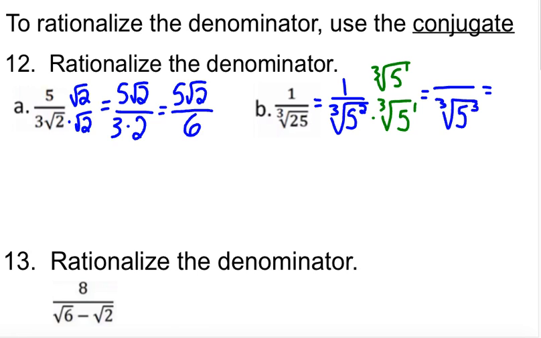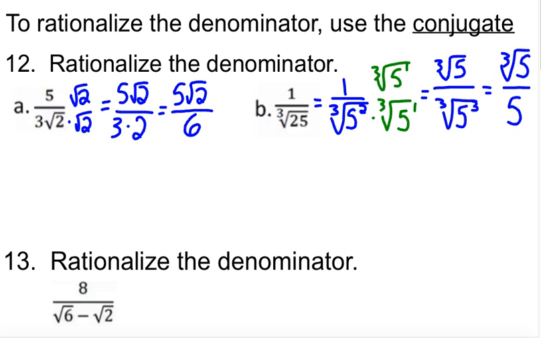Now, at this point, the cube root and the cube will cancel each other out. So we're just left with 5 in the denominator. And on top, we just have 1 times the cube root of 5. There's nothing you can do with that, so this is your answer. Okay. I'm going to give you one more example of this, just so that you can see it.